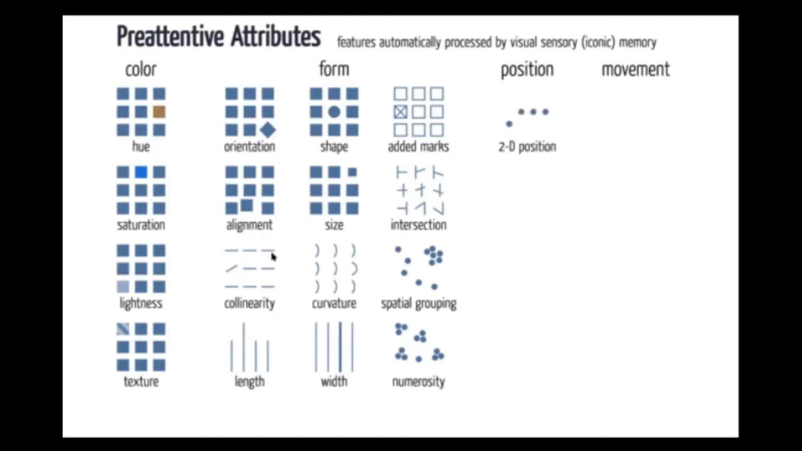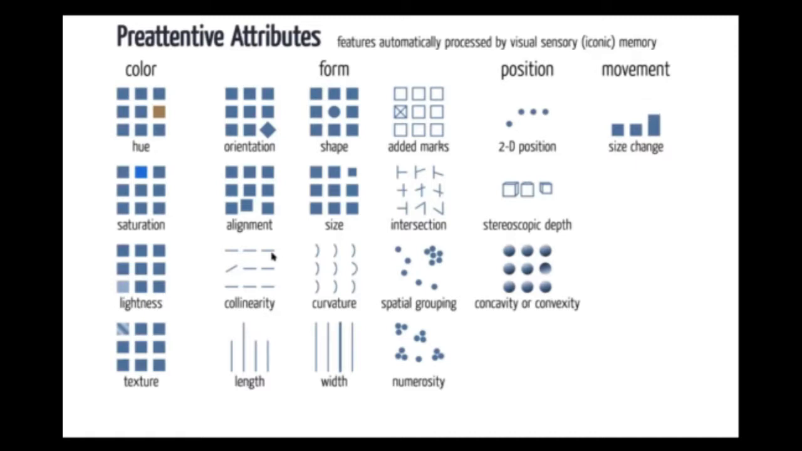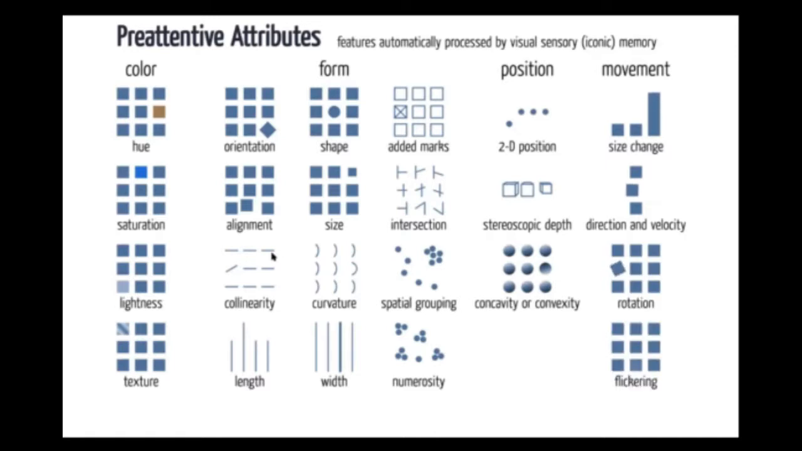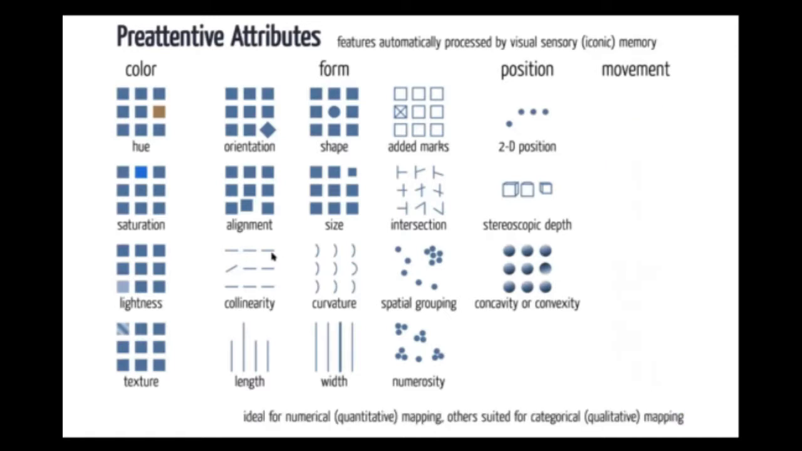So then under position, we have things like 2D position, stereoscopic depth, concavity or convexity. And under movement, we have size change, direction and velocity, rotation, and flickering. I'm going to take these animations off because the movement ones are so distracting to me as somebody with ADHD. I can't have them on the screen while I'm trying to concentrate and do a presentation. And I think it would also distract some of you.